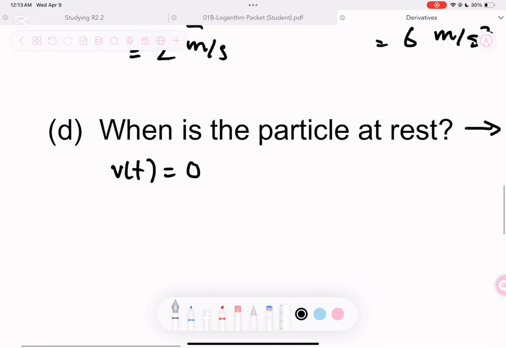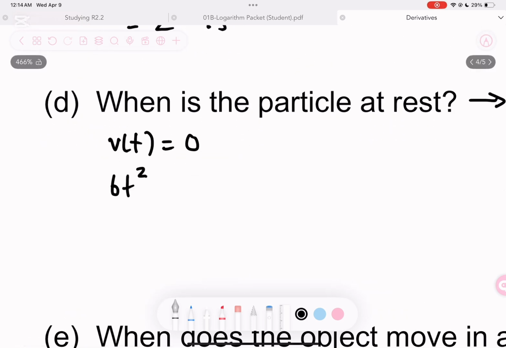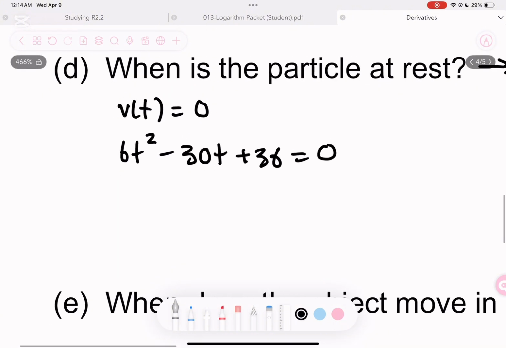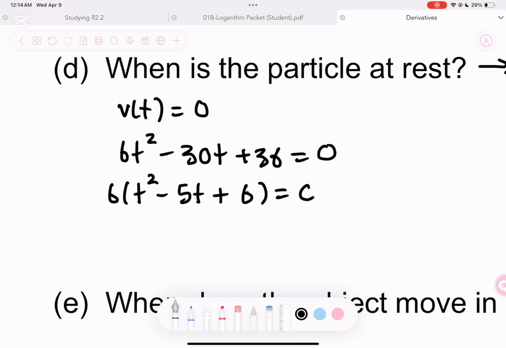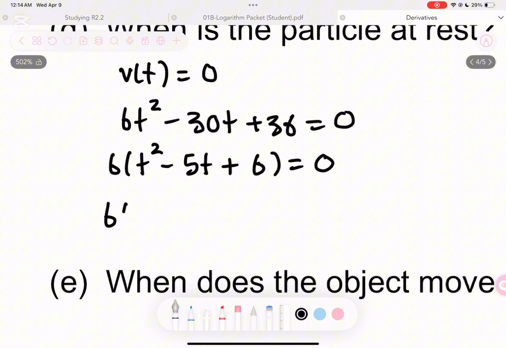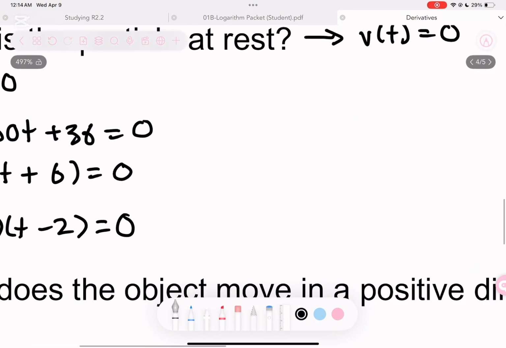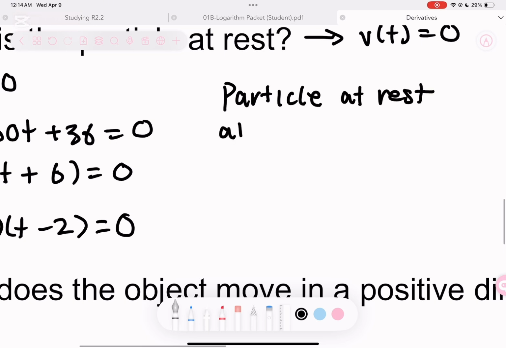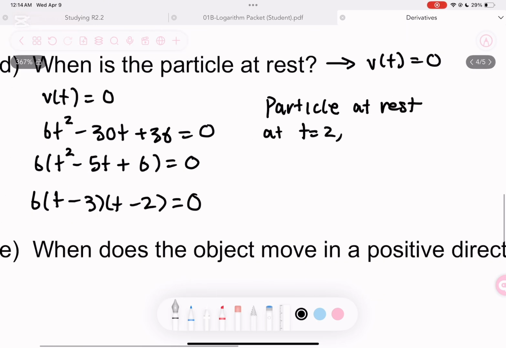So you have v of t is equal to 0, right? So that means you have 6t squared minus 30t plus 36 is equal to 0. Now you can factor out the 6 here. So you have t squared minus 5t plus 6. And then you can factor this very briefly. So you end up with 6 times t minus 3 times t minus 2 is equal to 0. So the zeros are where the particle's at rest. At rest, there's 2 places: at t equals 2 and 3.